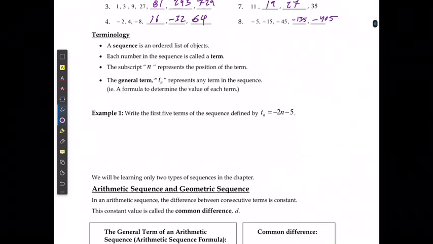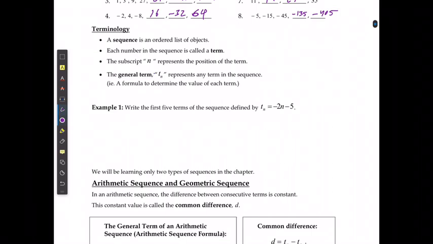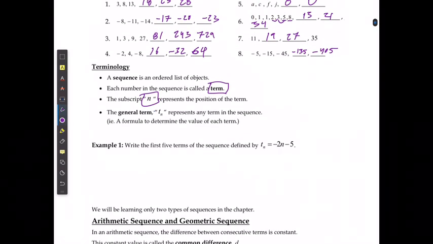A sequence is an ordered list of objects. Each number in the sequence is called a term. The subscript n represents the position of the term. So if I look at example 4 here, then this would be term 1, 2, 3, 4, 5, 6.